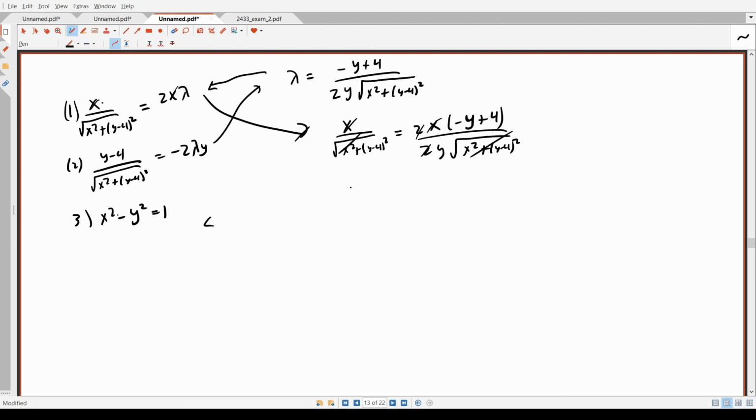And if I multiply both sides by y, I have y equals minus y plus 4. And this is actually the same thing I had as before, right? y equals 2. And that gives me, again, x equals plus or minus root 5. So sometimes I can get the same values depending on how I do this. Sometimes it gives me different points. That's fine.